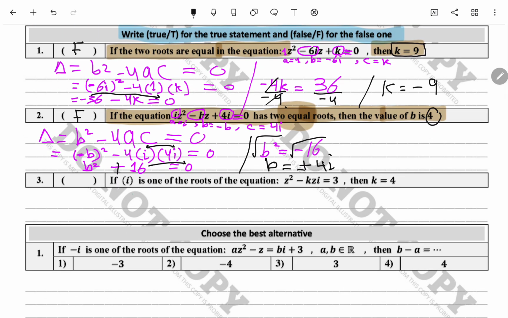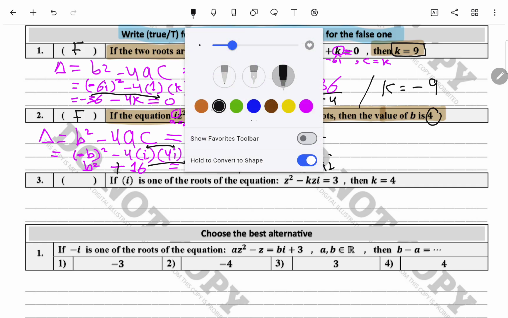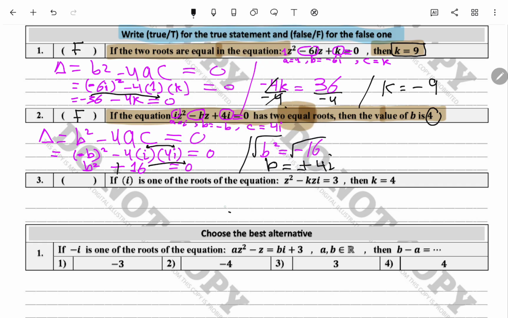In the third, if i is one of the roots, the root is given. Because the root is given, you are going to take the value of z and replace it in the equation instead of z to get the unknown value. So here, let z equal this i. Now try to substitute it in the equation like this exactly.